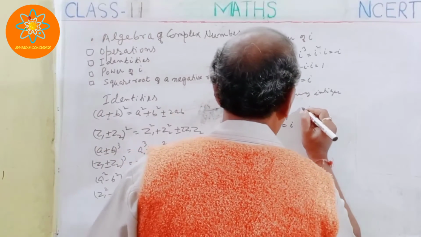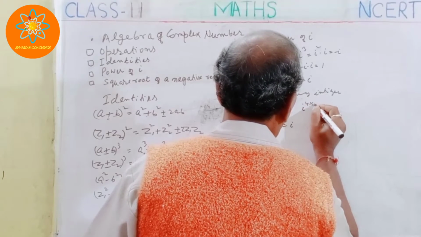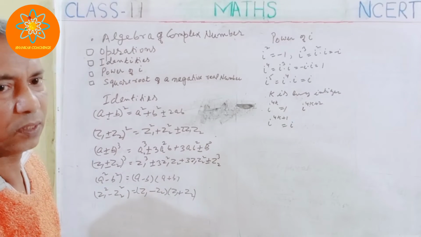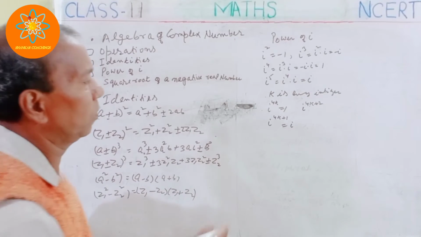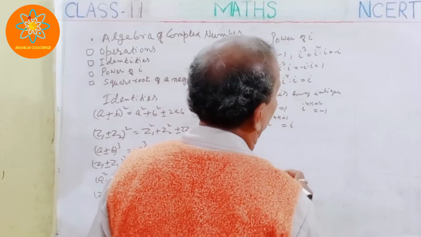Similarly, I have i^(4k+2). So what is the value of i^(4k+2)? Obviously, it is equal to minus 1.